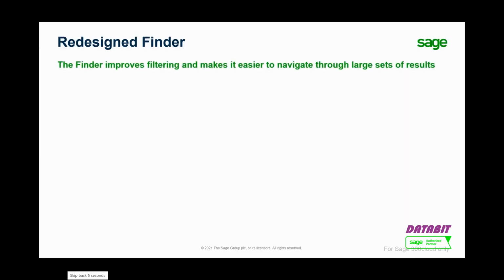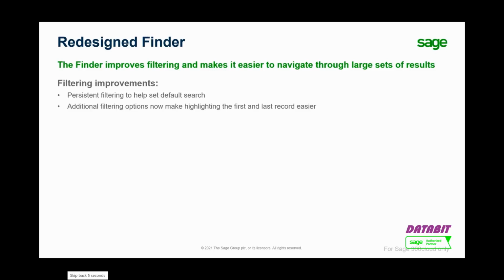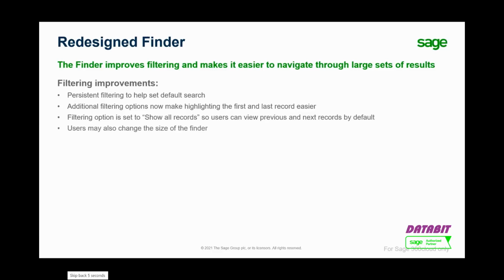The Redesigned Finder improves filtering and makes it easy to navigate through large sets of results. The addition of persistent filtering helps set default search that enables the users to use same previously used criteria for future searches. Additional filtering options now make highlighting the first and last record easier. By setting the filtering option to show all records, users can view previous and next records by default. Users may also change the size of the Finder for a quicker look at the records.